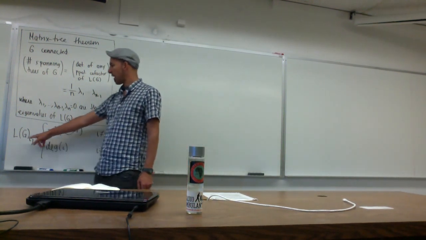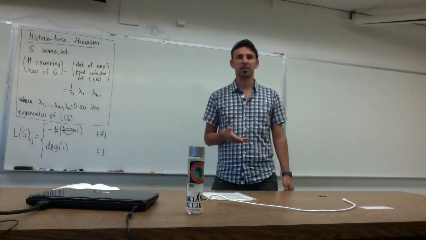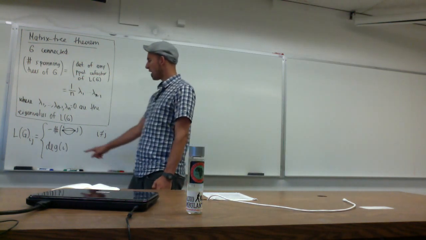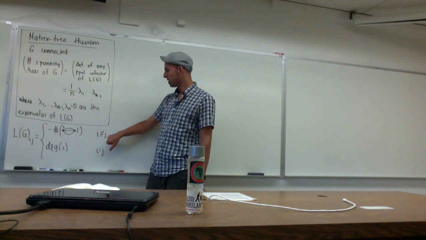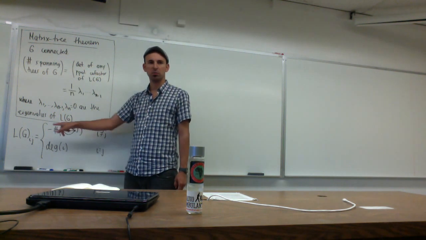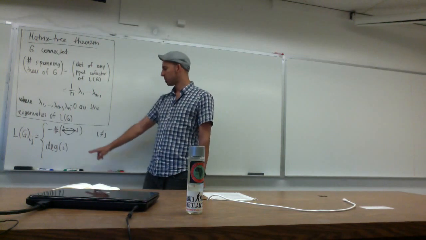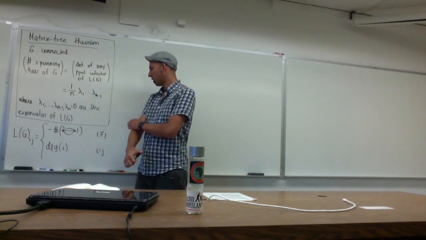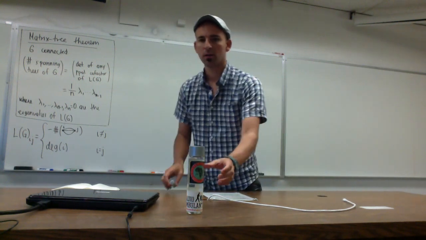So the Laplacian of the graph is a V by V matrix, where V is the set of vertices, and the entry i,j is going to be, if you're off the diagonal, if i and j are different vertices, then you put minus the number of edges between i and j. And on the diagonal, where i is equal to j, you put the degree of the corresponding vertex. Okay?